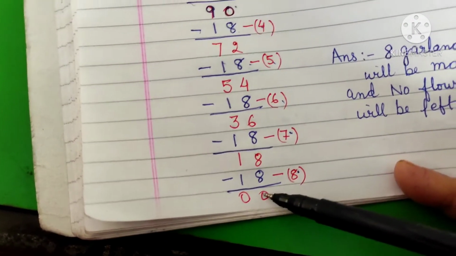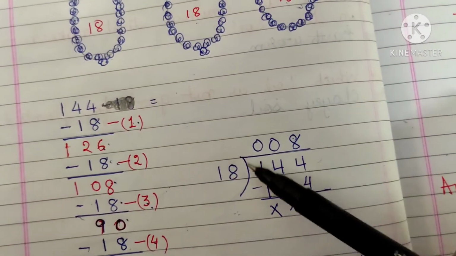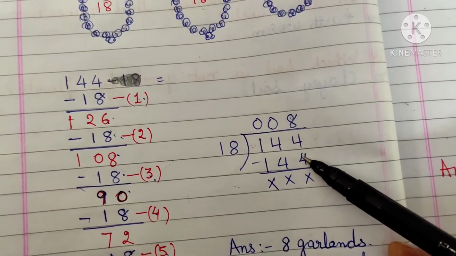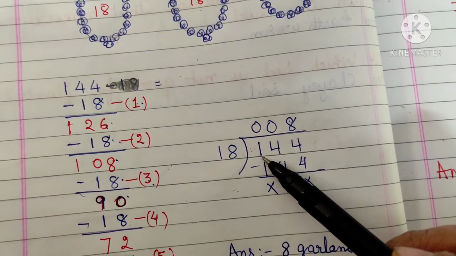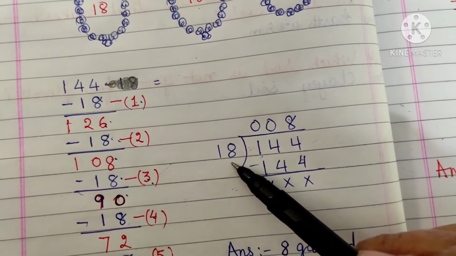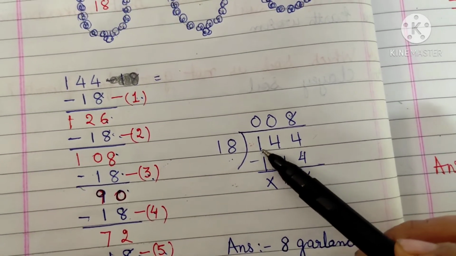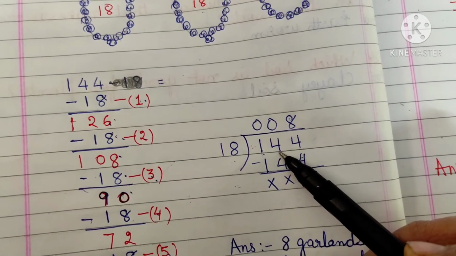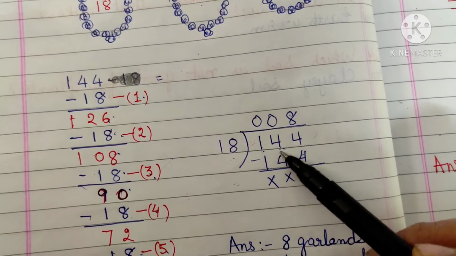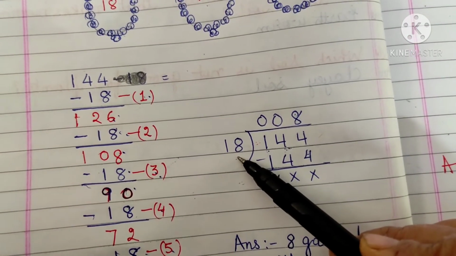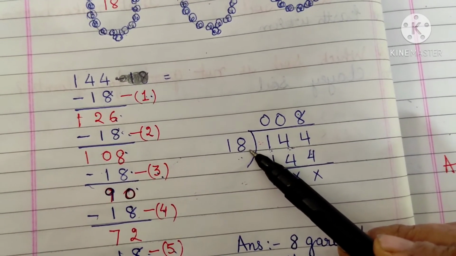and no flowers left. Okay, in division, children, we can do this by the division method also. We will take the first digit of the dividend. We cannot read the table of 18 in 1 because 1 is smaller than 18. So we will take the second digit and the number becomes 14. Again you can see that 14 is smaller than 18. So we are unable to read the table a second time also.